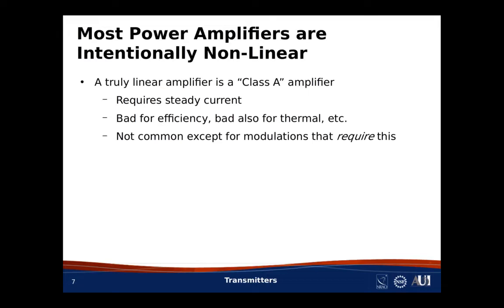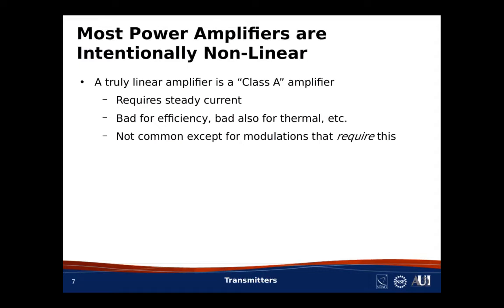A truly linear amplifier is known as a Class A amplifier. Class A amplifiers require steady current, and they require that steady current even if the RF signal is 0, even if you're not transmitting anything. So, their efficiency is always less than 50%, sometimes by a lot. And that unused power has to go somewhere, so it becomes heat.